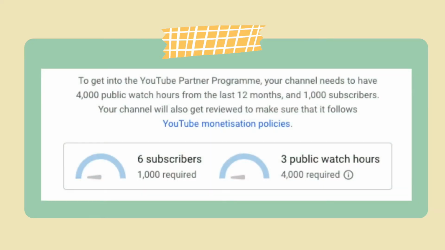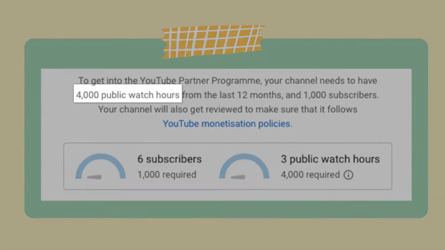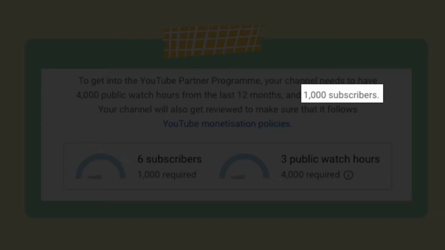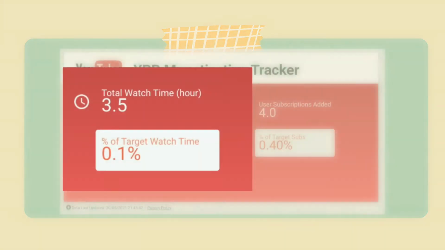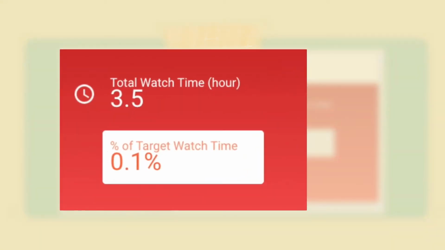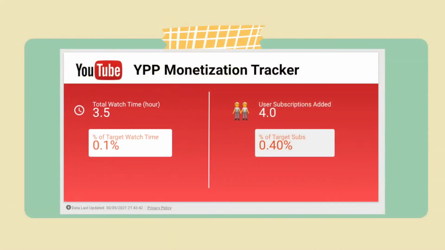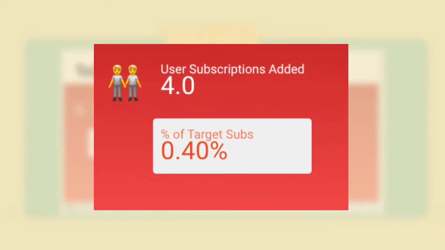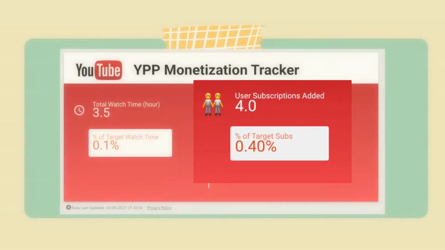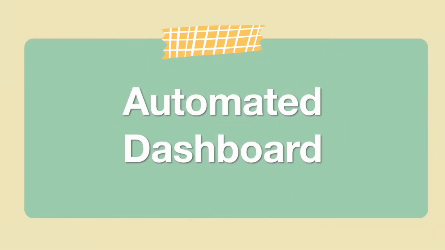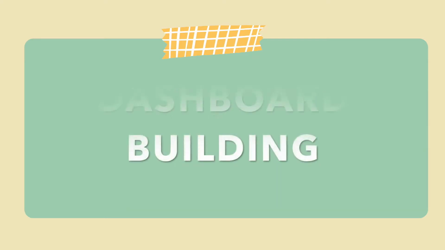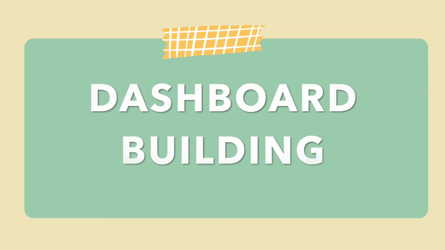Before that, I'm sure you are aware of the two criteria for getting your channel monetized, which is when you hit 4,000 watch hours and 1,000 subscribers. I'm planning to create two scorecards to track the total watch time and the percentage of the 4,000 hours I have achieved. Then we're going to do the same thing for subscriber count. Once we set it up, we can have the process of calculating the eligibility of the YouTube Partner Program automated. But today, we're going to focus on dashboard building.